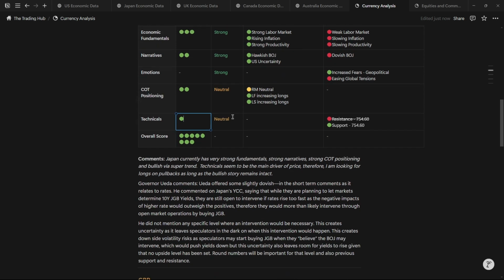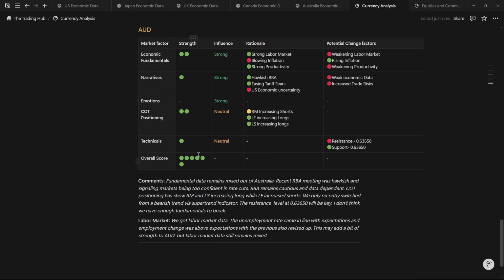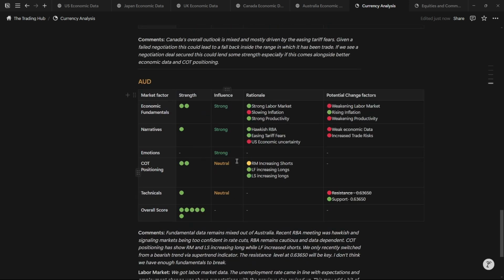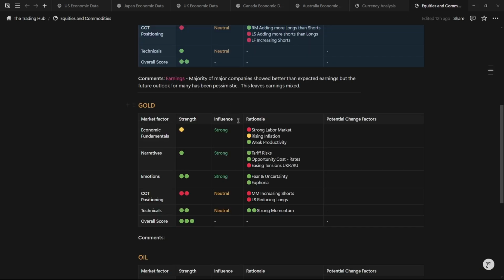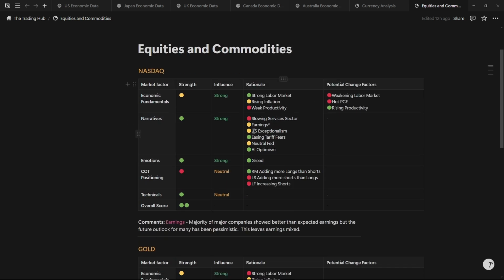So that's something that I have noticed, and I basically do the same for the pound, Canada, and Australian dollar. And this is how I formulate a bias in the markets. And I do the same for equities and commodities. Only this morning did I actually start filling out this table. It's not completed as yet.